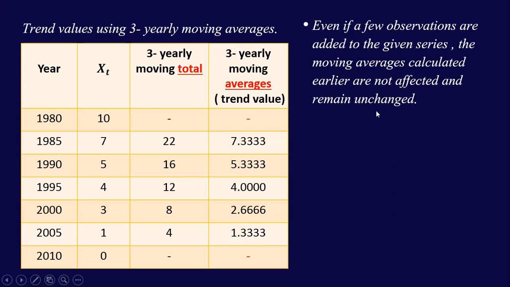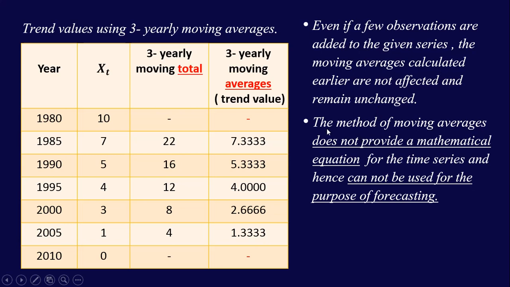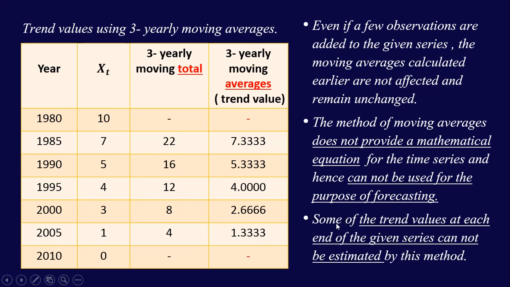So it is one advantage, but the disadvantages are that the method of moving averages does not provide a mathematical equation for the time series and hence cannot be used for the purpose of forecasting. The next disadvantage is that the trend values at each end of the given series, in the first and in the last, cannot be estimated by this method.